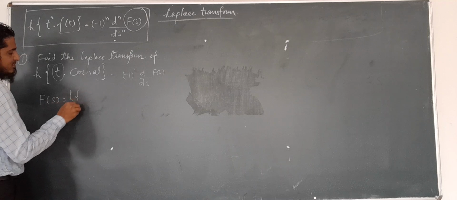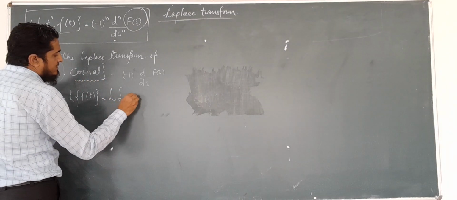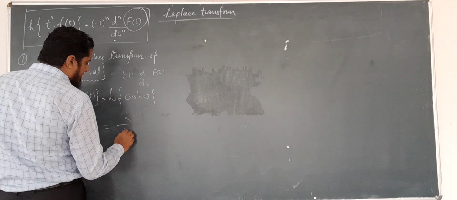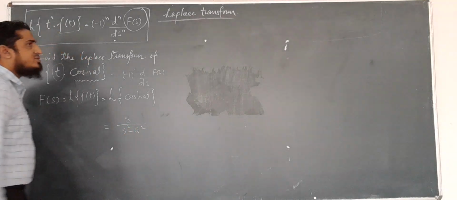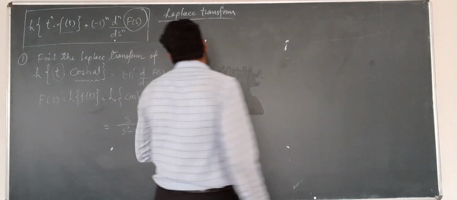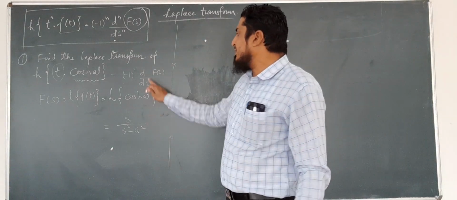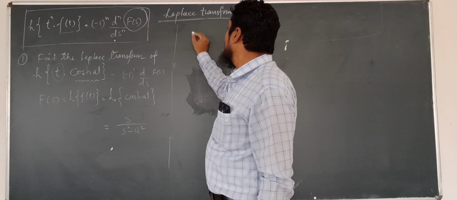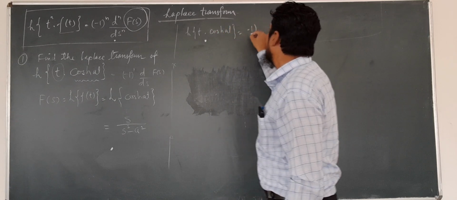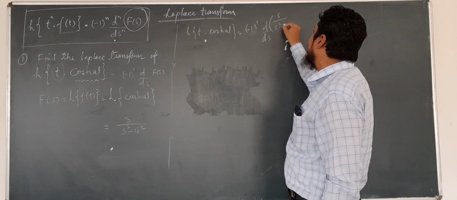and since we know that f of s is equal to Laplace transform of f of t, and f of t is here cosh at, and we know that the Laplace transform of cosh at is s upon s square minus a square. Since the Laplace transform of cosh at is equal to s upon s square minus a square, we have already deduced this result with the help of exponential function. Now, since here we have to find the first derivative, so Laplace transform of t cosh at becomes minus 1 raised to 1 and d by ds of s upon s square minus a square.